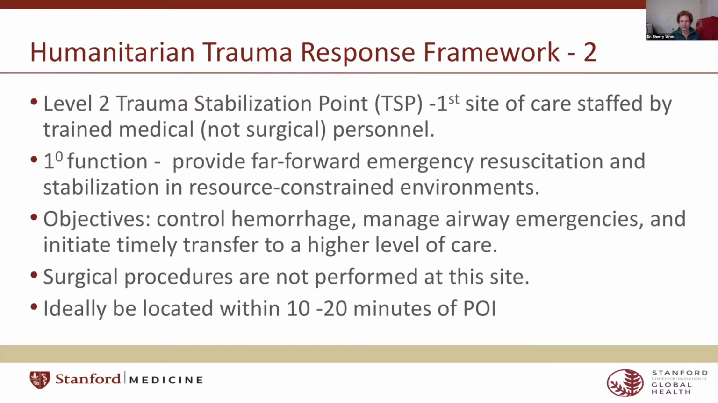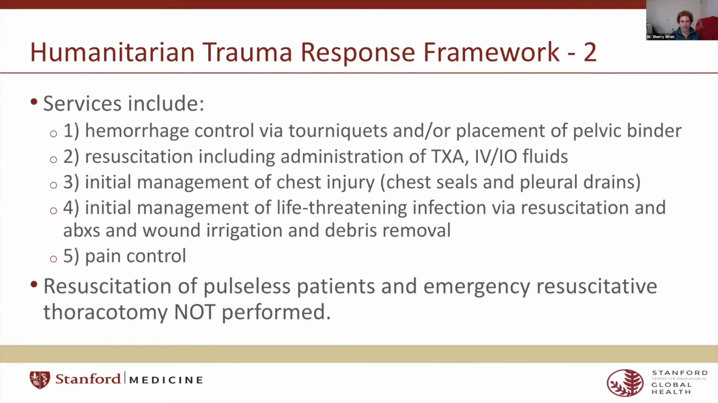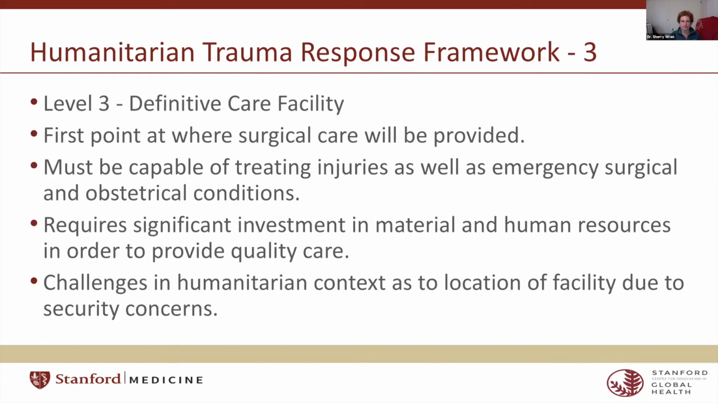This is basically for hemorrhage control. This is the first place you need to stop preventable deaths. If you can stop hemorrhage, stop an airway emergency, and move people along, you could actually save more lives. We talked about hemorrhage control and chest injuries and chest drains. We're not talking about putting breathing tubes in people. This is your trauma stabilization point. Now you need to go to definitive care.